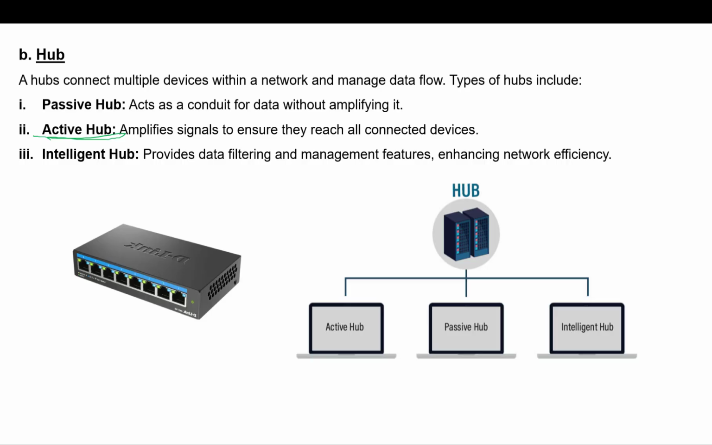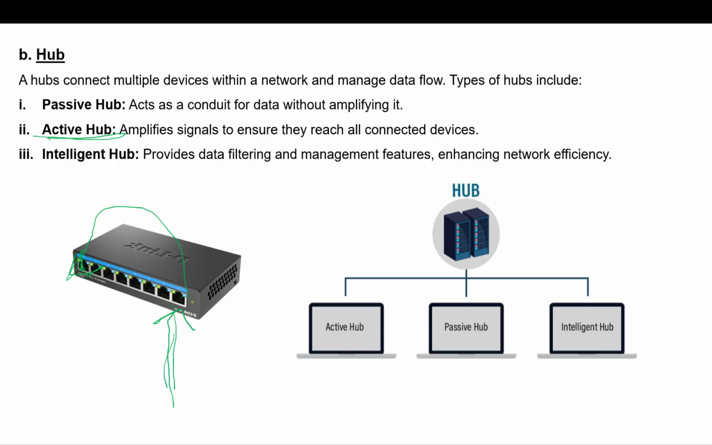That's why I say it amplifies signals to ensure they reach all connected devices. So it means if you send the signal from this port one, it boosts the signal and makes sure the signal reaches the last connector, the computer we connect on this side. It boosts the signal because it is active. Passive does not do anything. It's like a normal router.